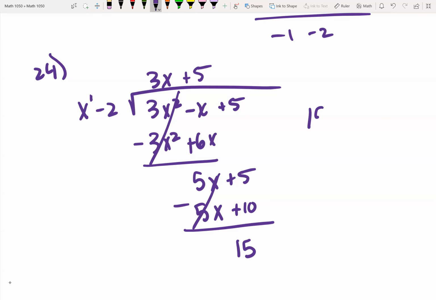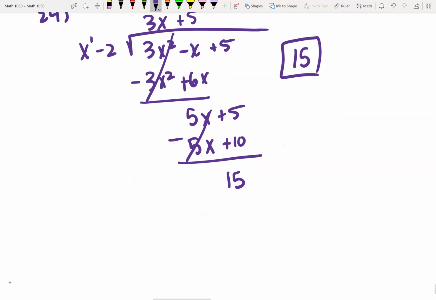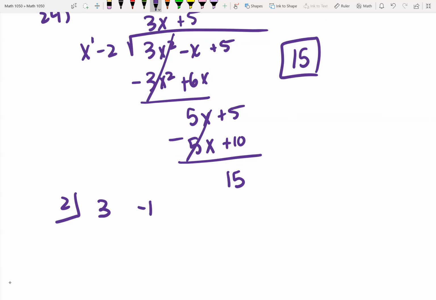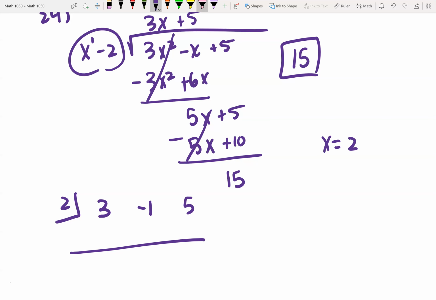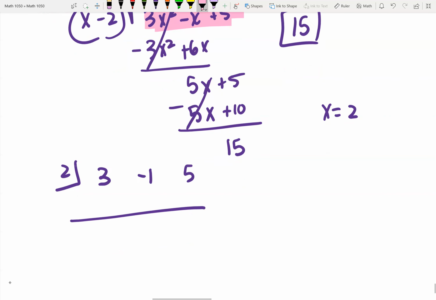So I get a 15, so my remainder is a 15, okay? Another thing you could do is you could do synthetic division. So you could do a 2. This would be a 3, a -1, and a 5. Find your remainder. Another thing you could do is you could plug in x equals 2, set that equals 0, plug it in right there, and that will also give you the same thing, okay?